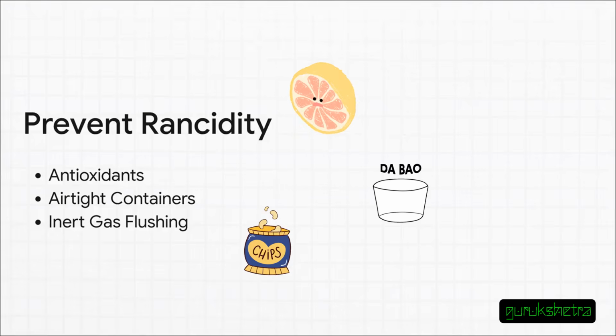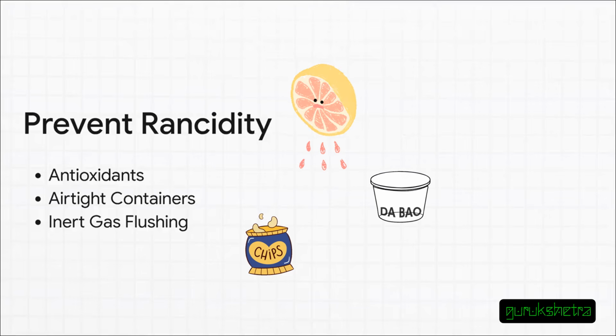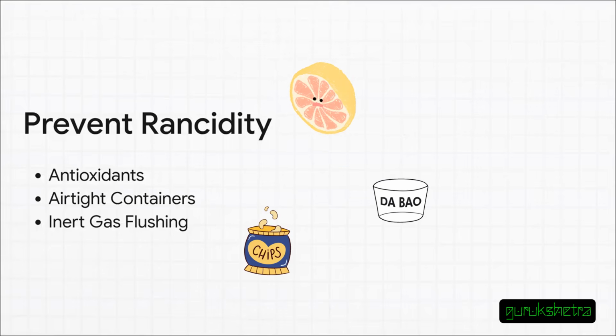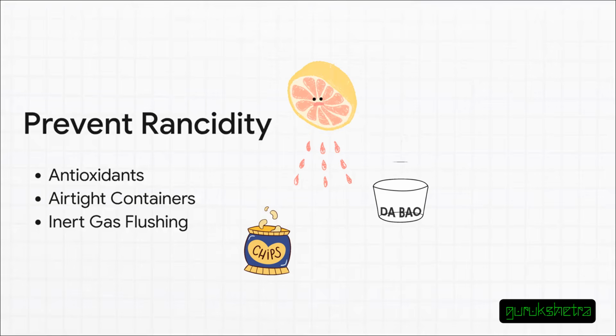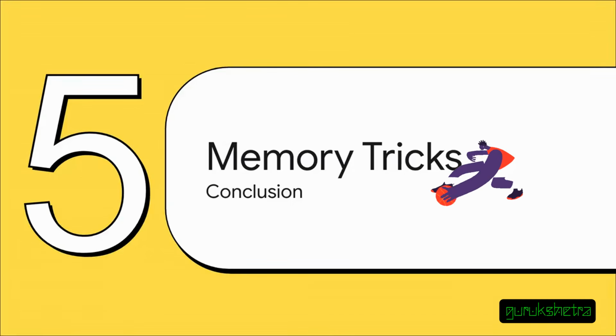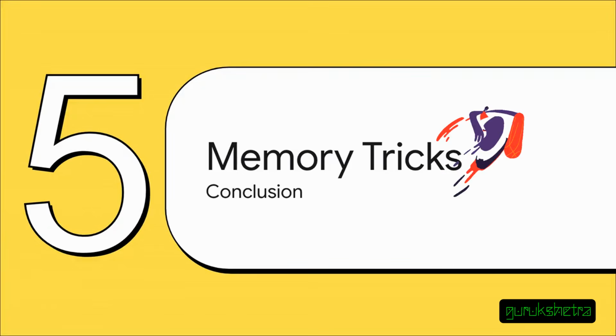When you buy a puffy bag of potato chips, that's not just air inside. The manufacturers have flushed out the oxygen and replaced it with nitrogen gas. Nitrogen is unreactive, meaning the oils on the chips won't oxidize and go rancid while sitting on the supermarket shelf. Pretty clever, right? All right, we are in the home stretch. Section 5, Memory Tricks and Conclusion.